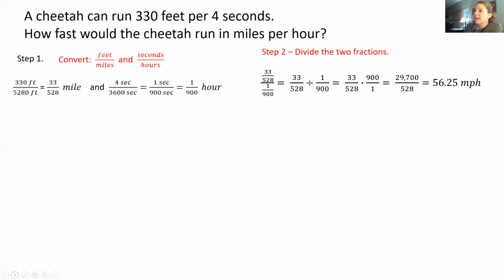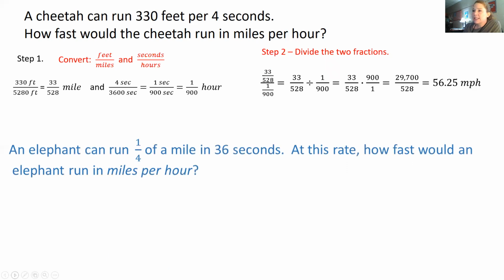Oh, and I forgot, I had typed the steps for you. All righty. Well, I hope that helps you guys. All right, so let's look at another one like that.